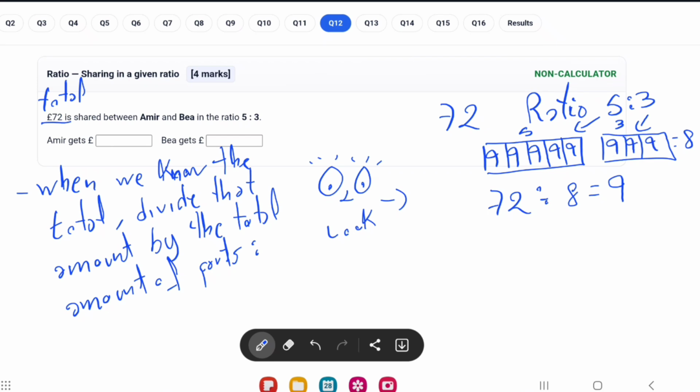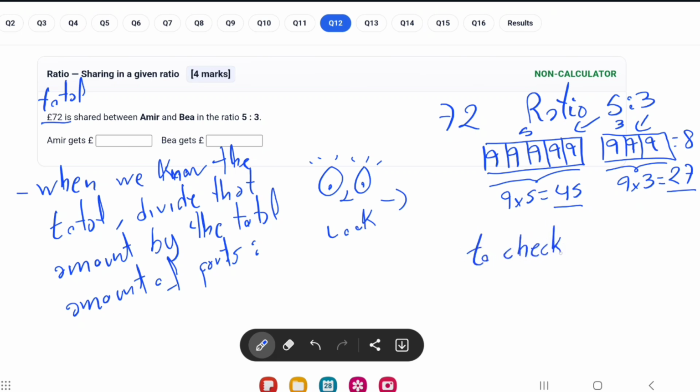Now that we have the boxes filled, it's as easy as counting or multiplying, whichever you feel more comfortable with. You can also check your answer just by adding the 2 parts that you have found, and if the 2 parts equal the total amount that you started with, your answer is correct because no pounds are missing.